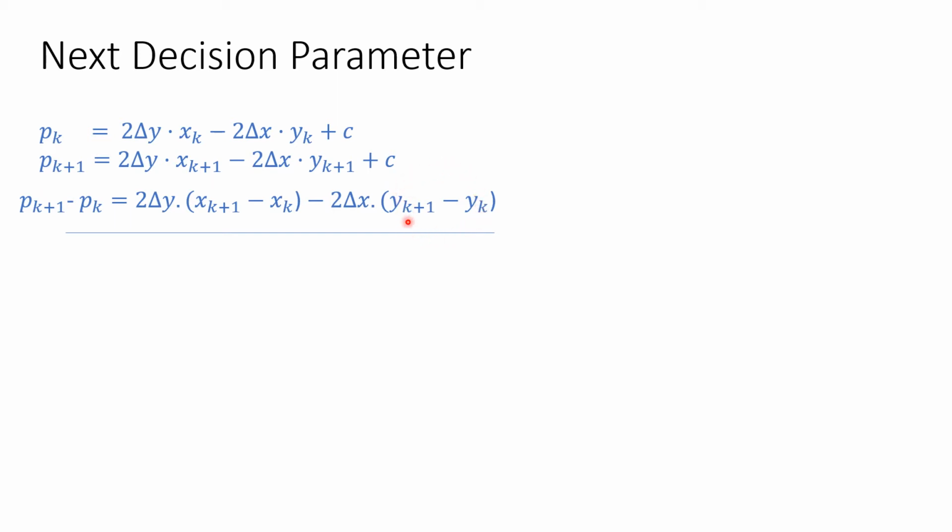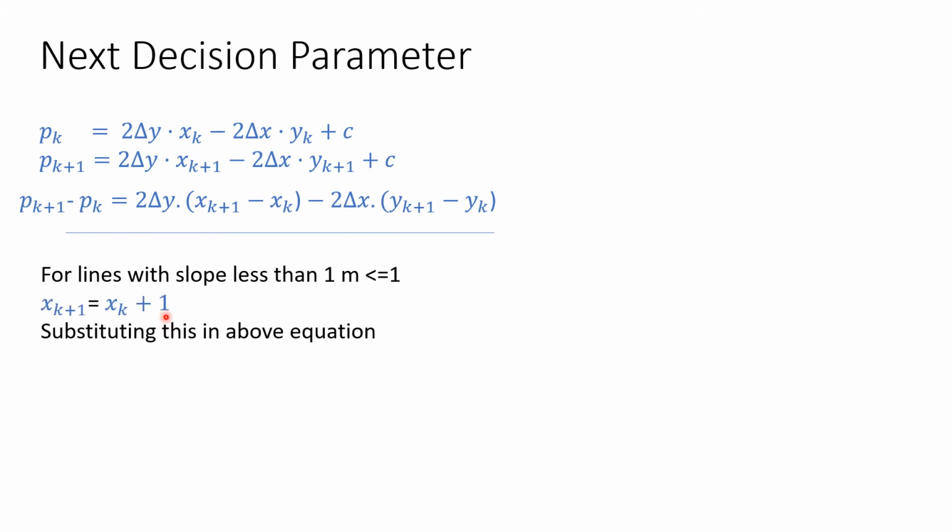However, we have to take a decision on this. If we choose a lower pixel, then this value will be yk and this whole term will become 0, and the next decision parameter will only contain this term. Otherwise, if this is yk plus 1, then this is a non-zero value, yk and minus yk get cancelled and we get a different equation. So we get two equations for pk plus 1. Let us see how we obtain it.